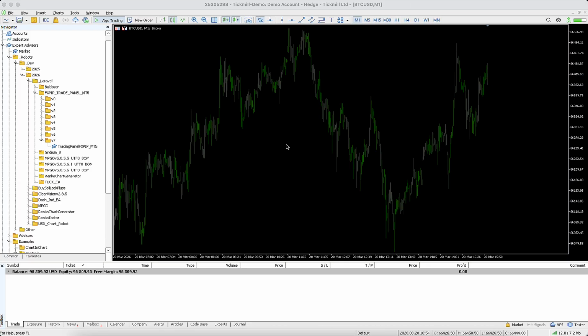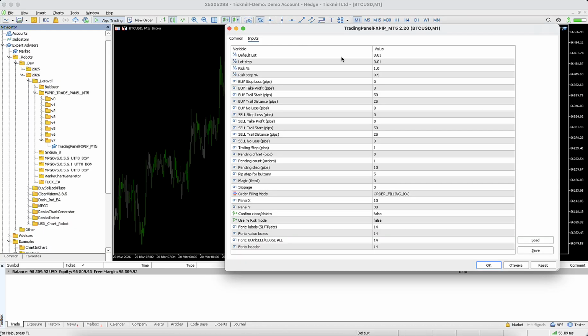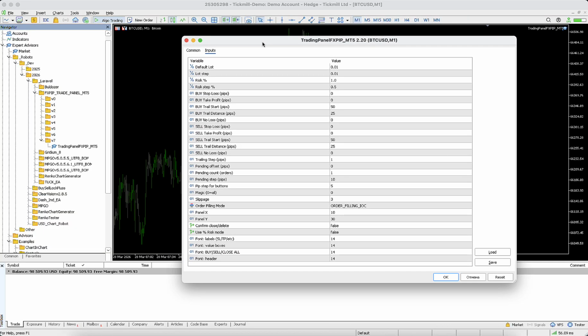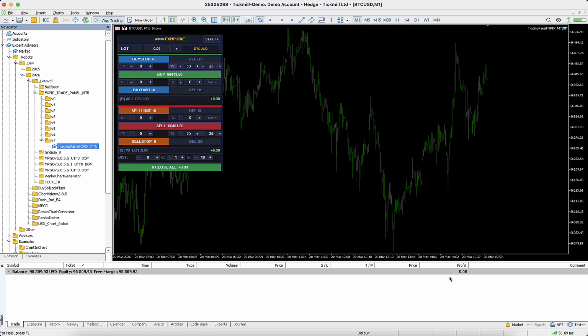Hello guys, today I'll show you how I built a new product. As you know, I already have in the past my trading panel for MetaTrader 4. Today I started to create the FXPIP trading panel for MetaTrader 5. Here we attach it. Here is how it looks.